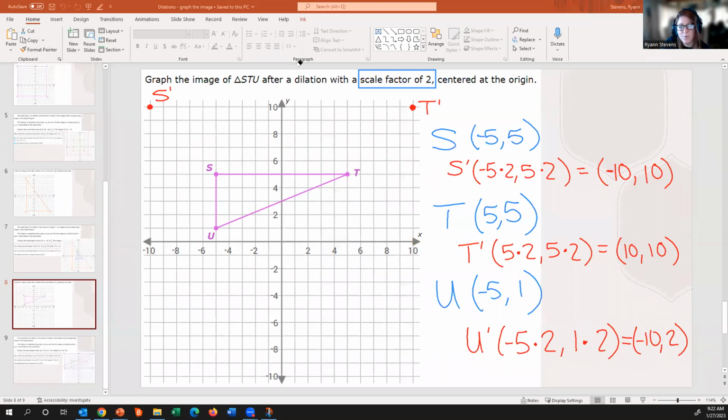And then our last point here is going to be at U, which we're going to start at the origin. We're going left this time for -10, and then we're going to go up to a +2. And so I have all of my points, so I'm going to connect these here.